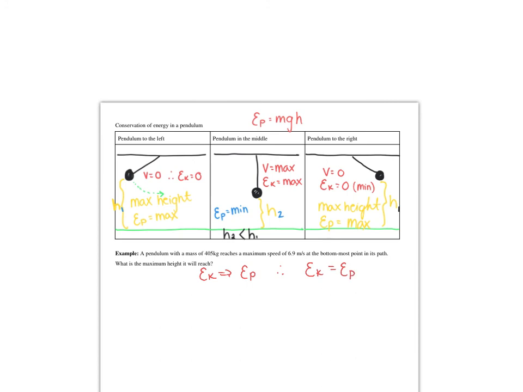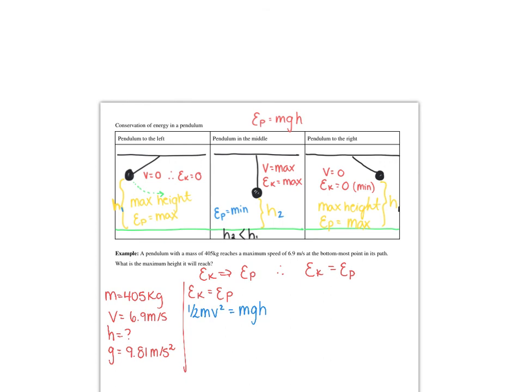So listing our variables, the mass is equal to 405 kilograms, and it reaches a speed of 6.9 meters per second. What is the maximum height? We always have gravity, so I'll just write it out here before we check our variables because I know I'm going to need it when potential energy is involved. Okay, so EK is equal to EP. Therefore, we know EK is 1/2 mv squared and EP is mgh.